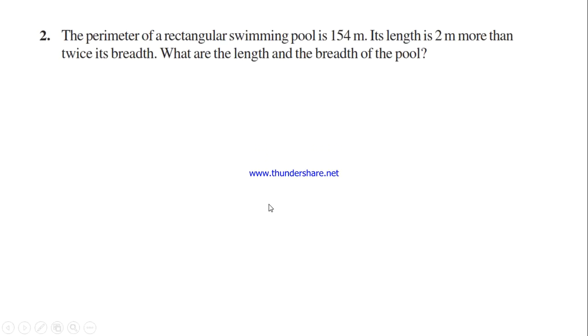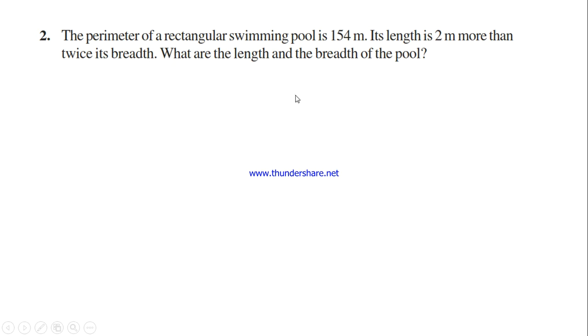Now question number 2. The perimeter of the rectangular swimming pool is 154 meter. Its length is 2 meter more than twice its breadth. What are the length and the breadth of the pool?